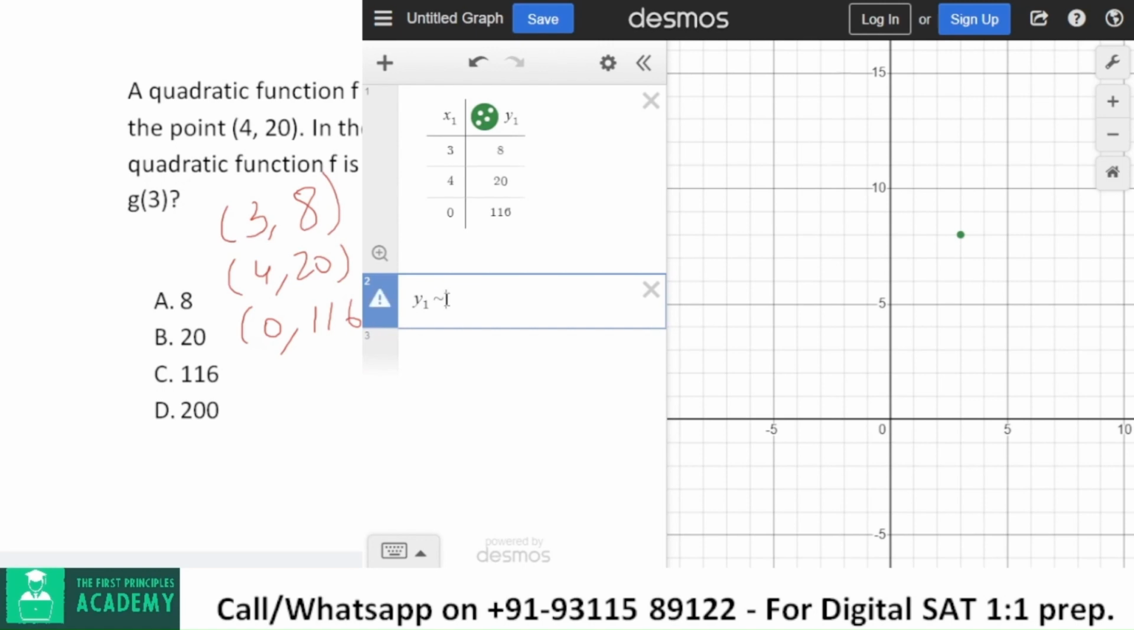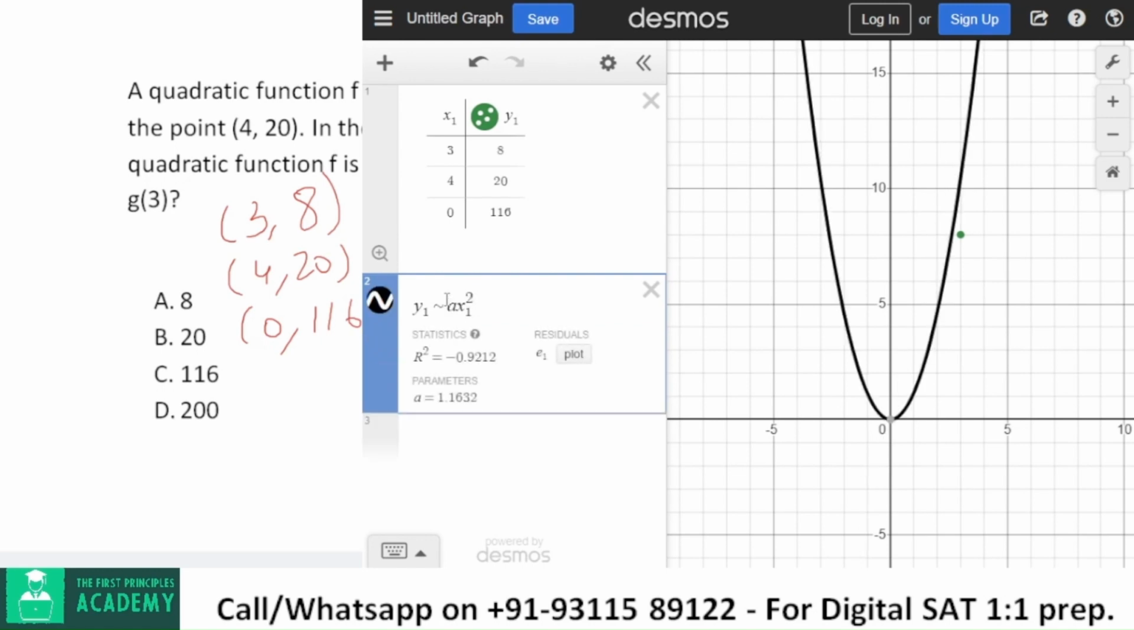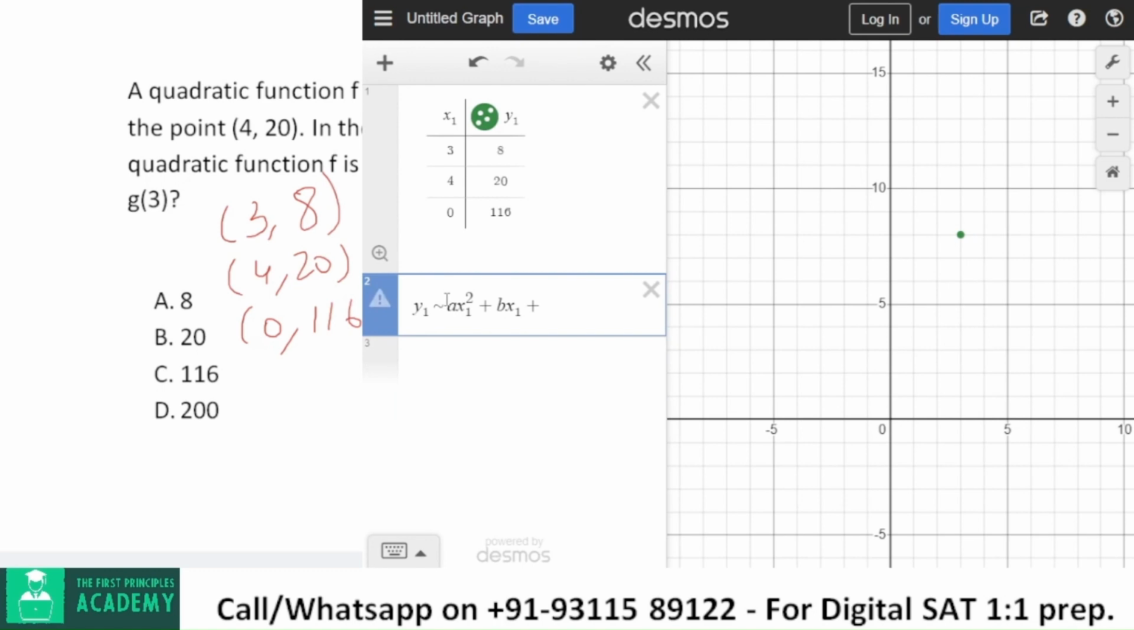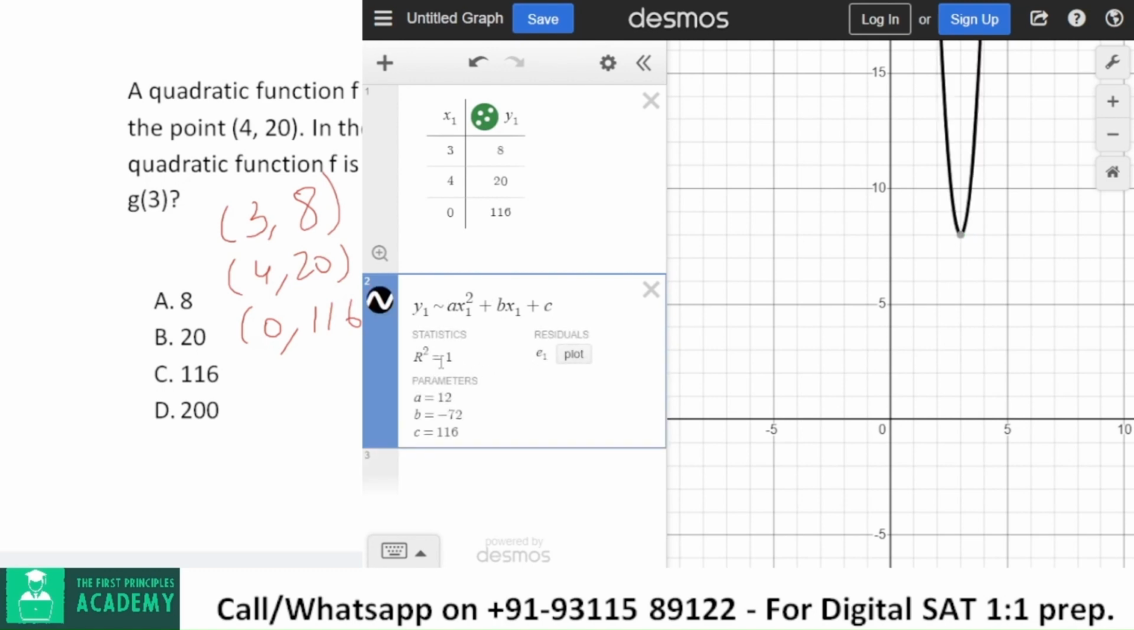So the same thing, y1 followed by this sign, which is basically almost equal to. Then let's write the quadratic equation in a standard format. So ax1 square plus bx1 plus c. Okay, if you notice again, I have got a quadratic function that's passing through each of these 3 points. R square is 1 and the parameters are 12, minus 72 and 116.